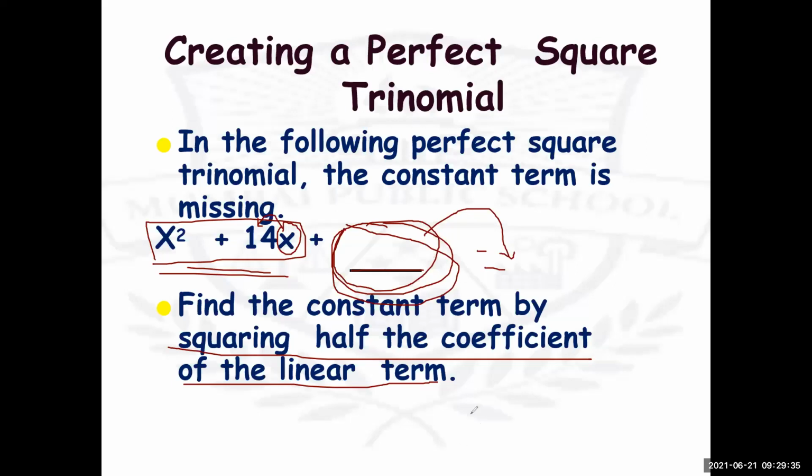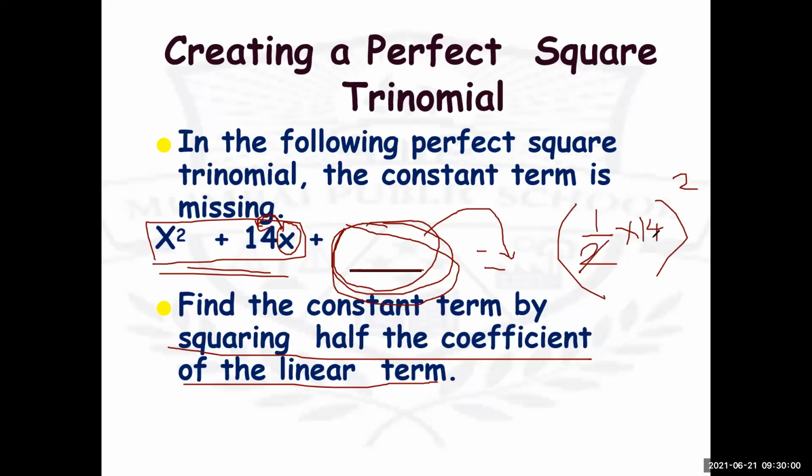Okay. Now, what you have to do is take half the coefficient of the linear term. Here the coefficient of x is 14. So you take half of 14, and you have to remove the square of that.